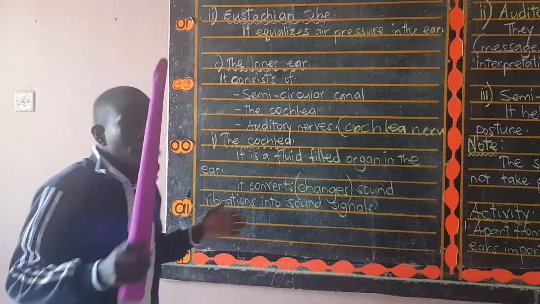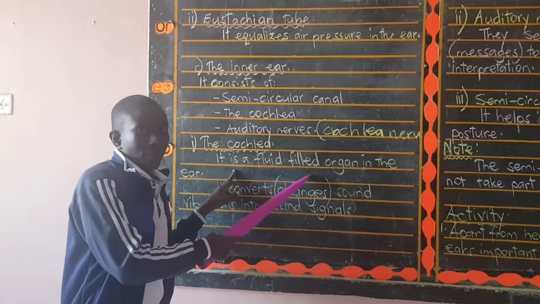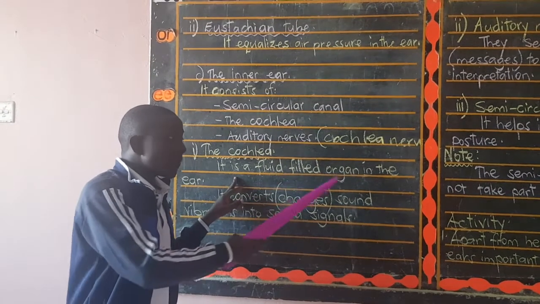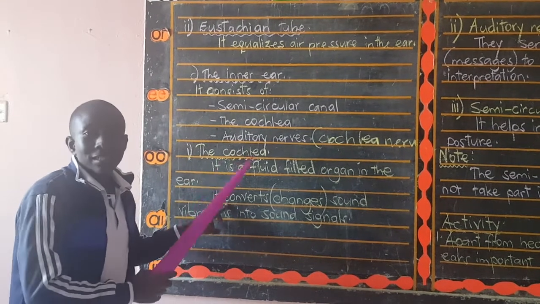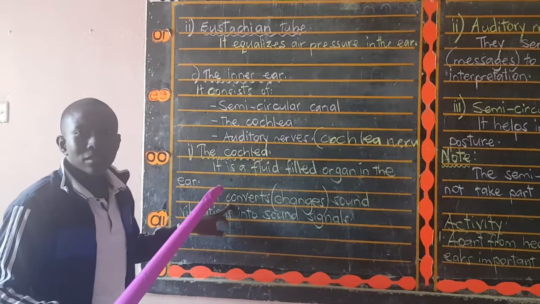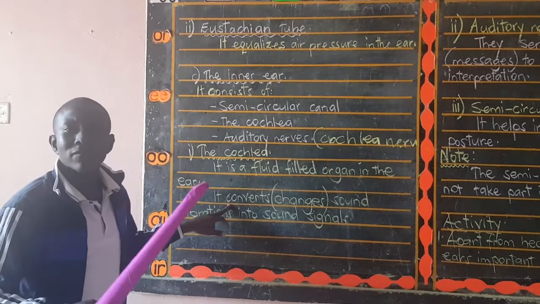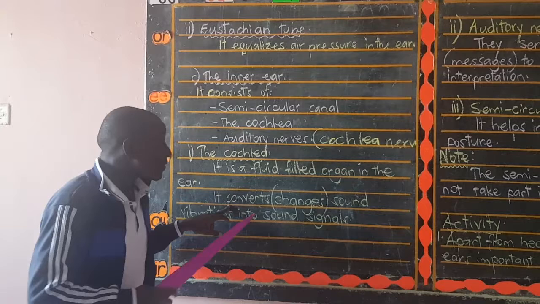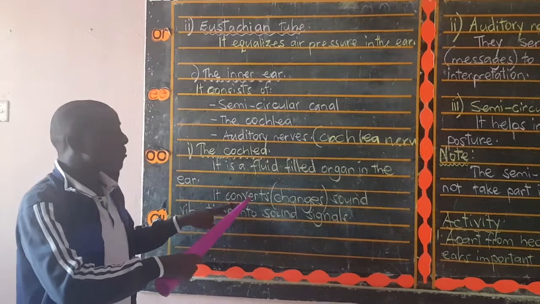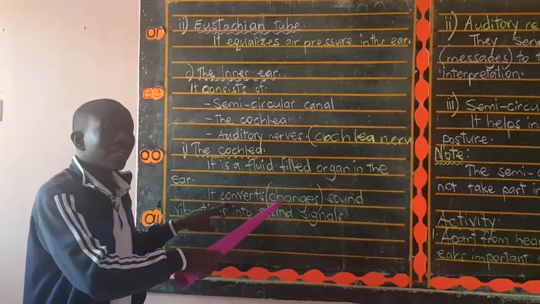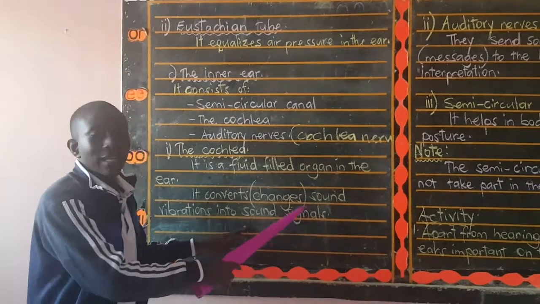Now let us look at them one by one. The cochlea, like I told you, is a fluid-filled organ in the ear, meaning it is filled with fluid. What is its function? I have been talking about sound vibrations, sound waves. Now, the brain doesn't receive sound waves. The brain receives sound signals. This cochlea converts, and to convert is to change, sound vibrations into sound signals that the brain receives.